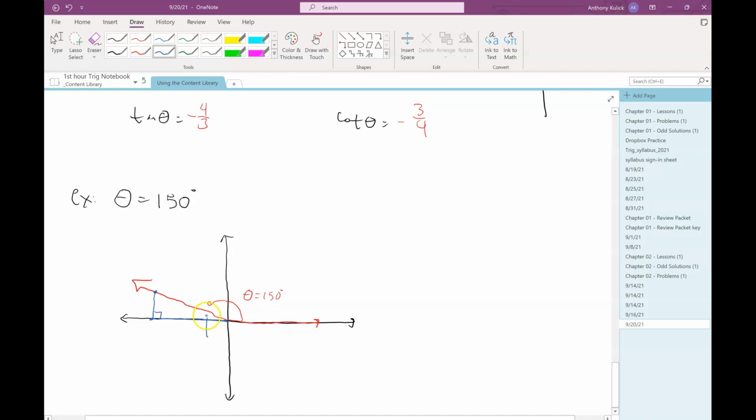What does this angle measure have to be down here? 30. Everybody's good with 30 degrees? I know a straight line is 180. We did 150 of it. There's 30 degrees left. Everybody's okay with that?